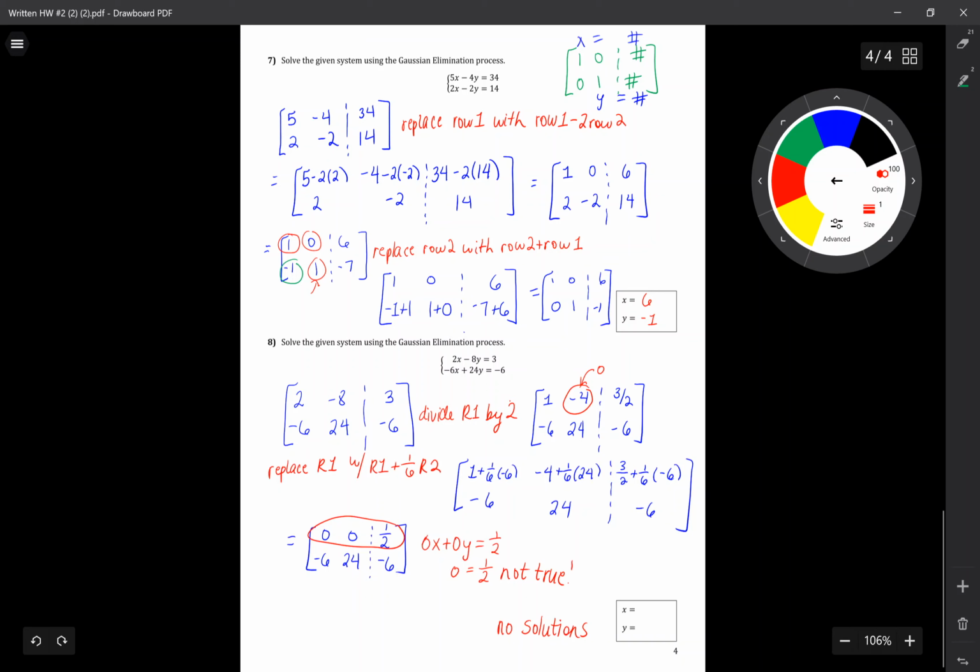Again, if you did this slightly differently, maybe you went ahead and divided row 1 or added 1/3 of row 2 to row 1 in order to cancel out that 0, that's okay. As long as you get this no solutions answer by getting something like 0 equals 1/2 or something like that, you are good to go.